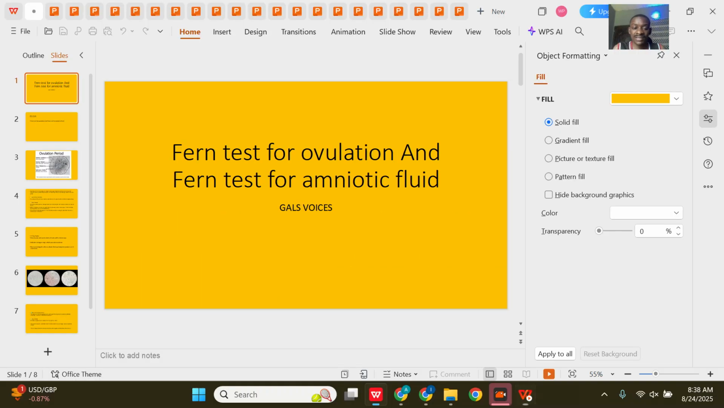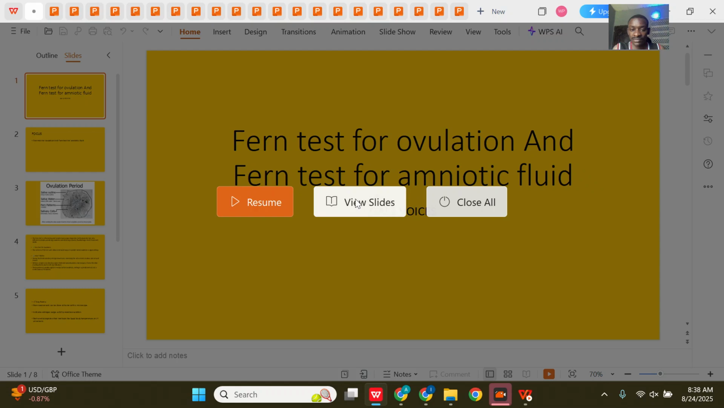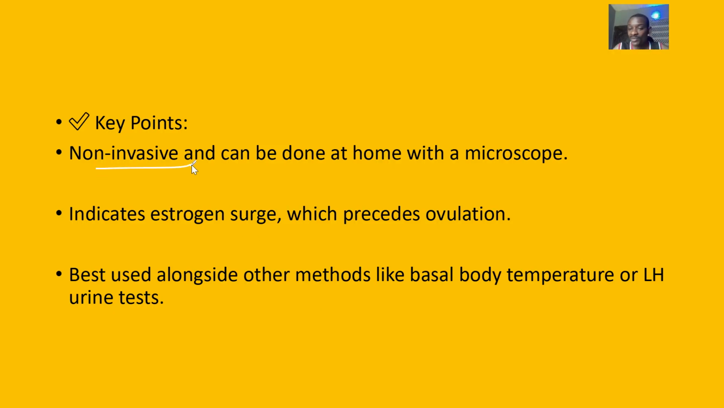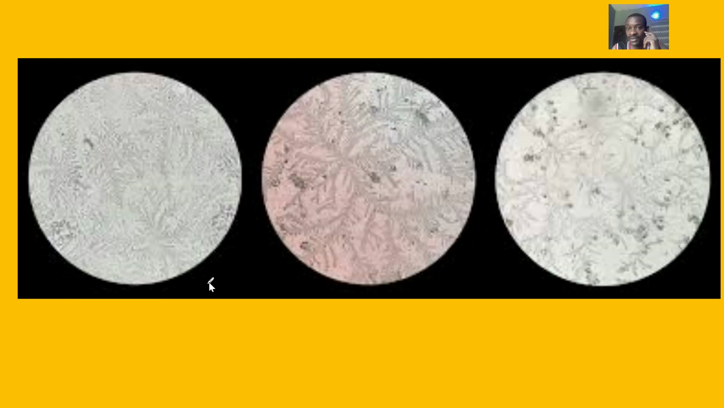All right. So these patterns typically appear 1 to 3 days before ovulation, making it a predictive tool to let you know if ovulation is approaching. You understand? The key points: it is non-invasive, can be done at home, and is very comfortable. It indicates if estrogen is surging in preparation for ovulation. It is best used alongside other methods like basal body temperature or luteinizing hormone urine tests. So you see how it looks like a fern. Estrogen surging, salt content increasing. All right, that's why you have this.